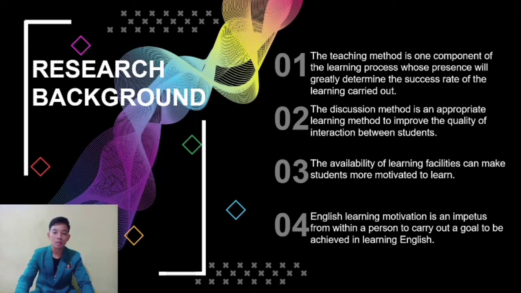The third is about learning facilities. Why did I choose learning facilities? Because the availability of learning facilities can make students more motivated to learn. It means without motivation, students will not be interested and serious in carrying out learning activities. And the last is about English learning motivation. It is an impetus from within a person to achieve a goal in learning English.